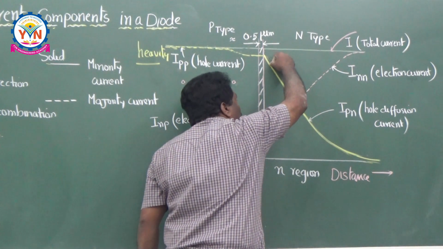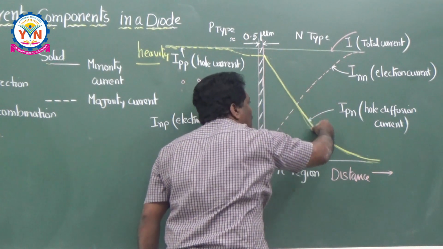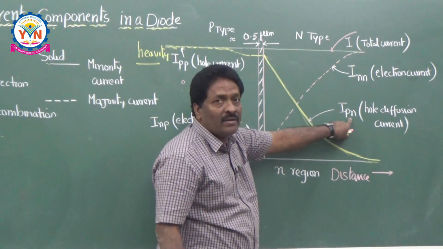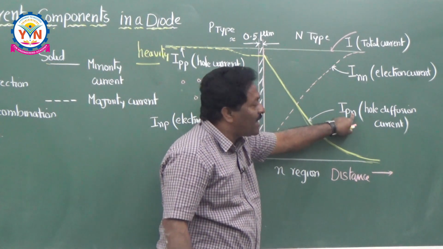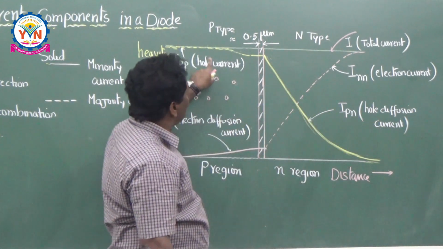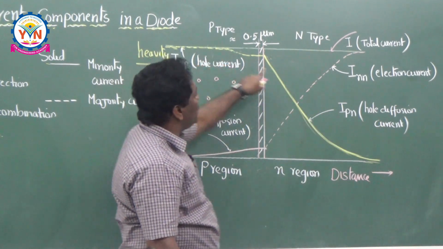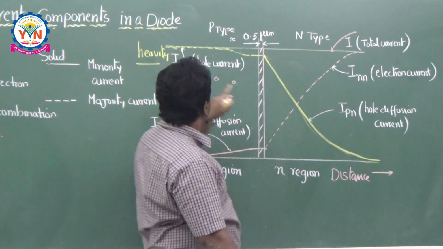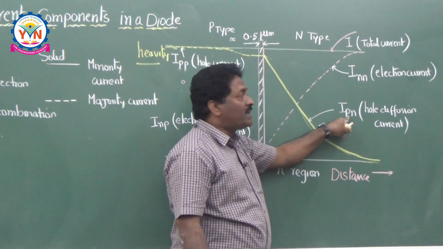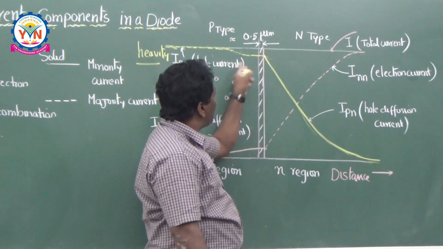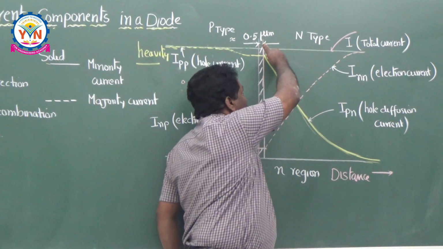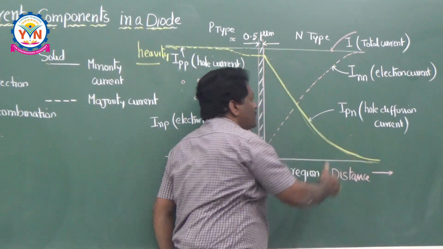That's why the current goes on decreasing exponentially like this. So that's why it is called IPN, hole current in the n-type. What type of current? Diffusion current, because diffusion of holes is taking place from p-type to n-type. So here IPP is becoming IPN because the holes which are diffusing from the p-type go on recombining with the electrons here. That's why the current is decreasing exponentially like this.